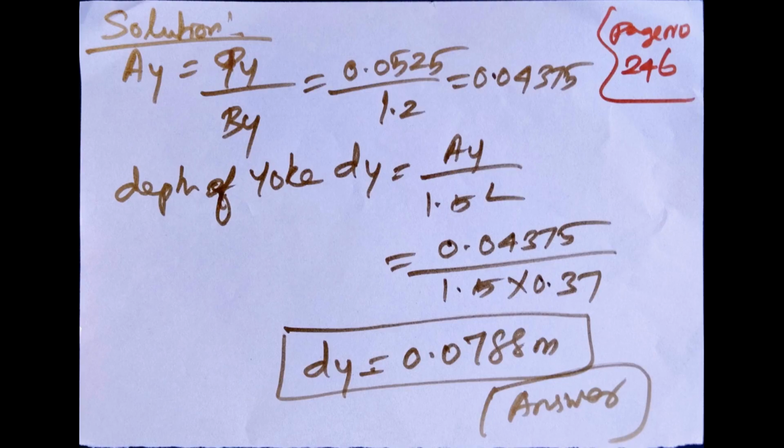Solution: Ay is equal to phi y divided by By, which is 0.0525 divided by 1.2, equal to 0.04375. Depth of yoke dy is equal to Ay divided by 1.5 L. Putting the required values, we obtain depth of yoke dy is equal to 0.0788 meter.